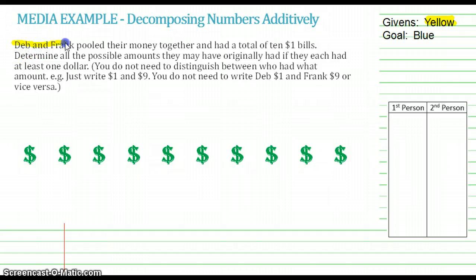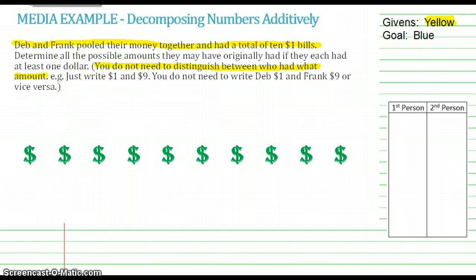So we know they pooled their money together and they had a total of 10 $1 bills. That's our given information. We're also told down here in parentheses something specific about the problem: that we do not need to distinguish between who had what amount.